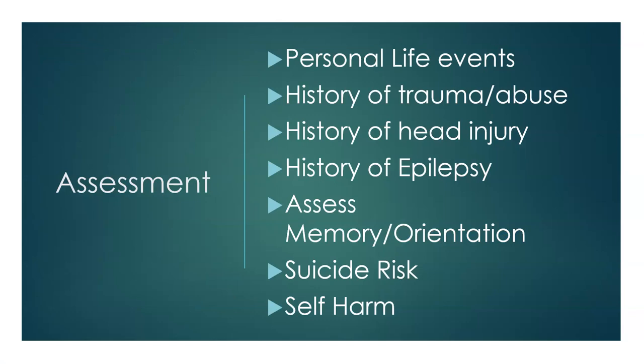So what do we do if we're talking about dissociation? We have to look at your personal life. What's happening? Is there a history of abuse? Head injury. Michelle Tanner falling off the horse, right? Memory and orientation. Are you oriented to self? If someone is not oriented to self and they're telling you their name is Muscles, we might want to look at dissociative identity disorder. Suicide risk is a big one after any trauma.